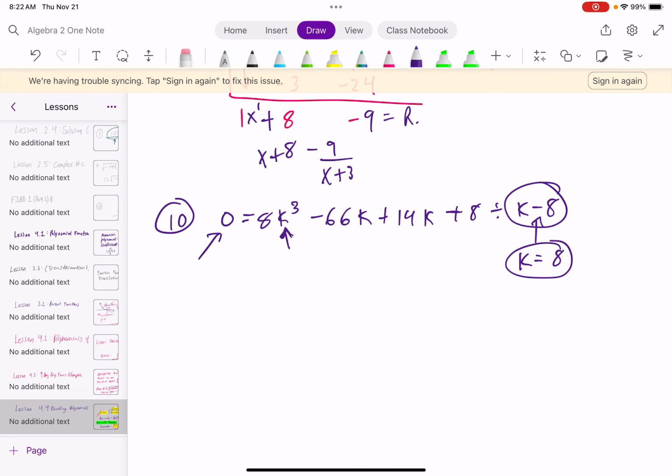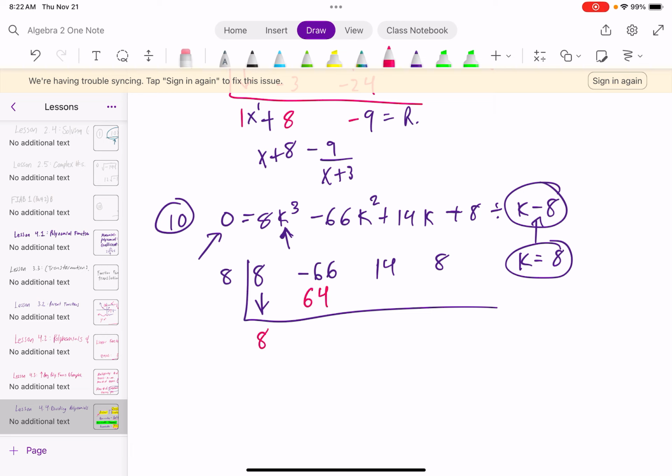And we'll see. So, for the k cubed, we have 8. Oh my gosh. We have a k squared here? Yeah, that's a k squared. Negative 66. We have a 14 and an 8. Dividing by 8. Bring down the 8. We got 8 times 8, 64, minus 66, negative 2, negative 16, negative 2, negative 16, negative 8. That's your remainder. It was cubed, it's squared here, this is x.